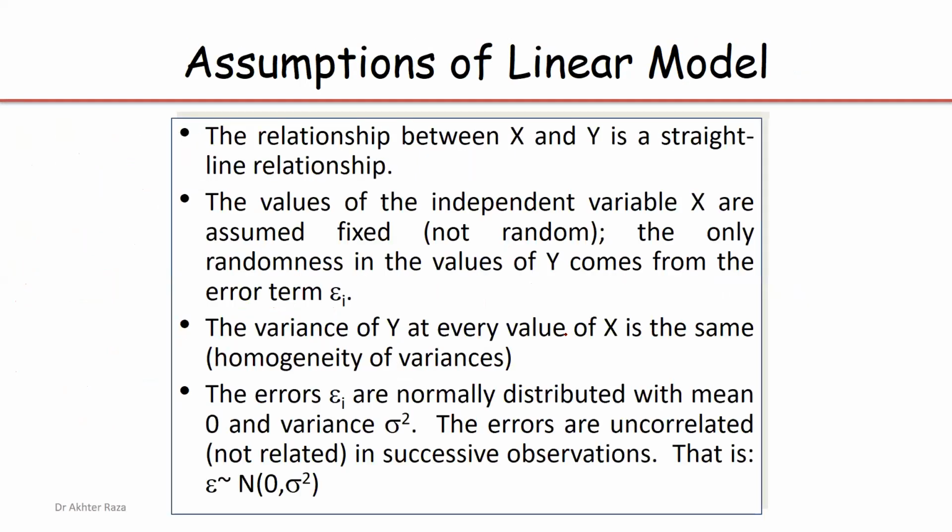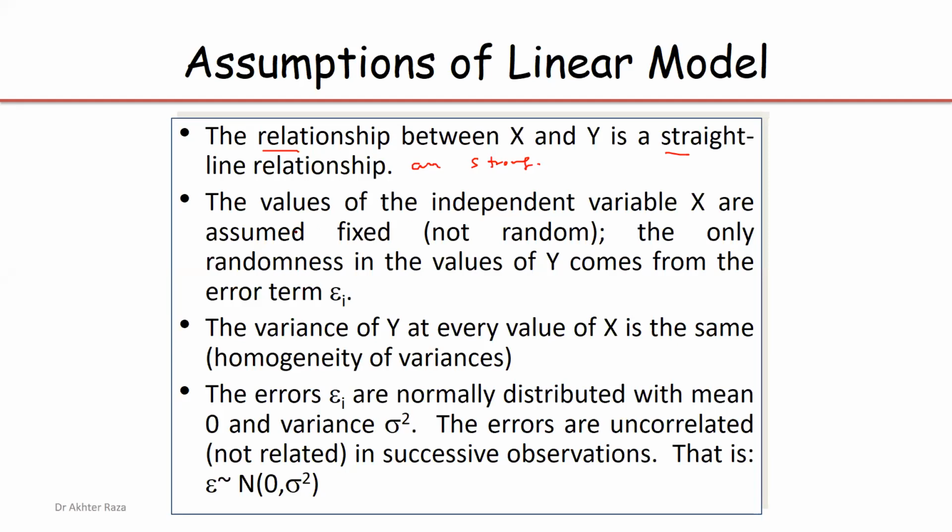So these are the assumptions. The relationship should be straight and strong. The relationship between x and y is straight. Straight means linear, and strong means points are very close to each other. If we have a strong relationship, we have an accurate model. With a weak relationship we cannot build the model, or the model will not give us accurate prediction.